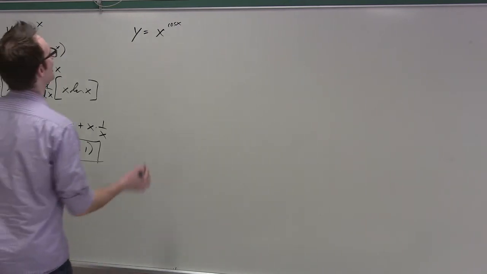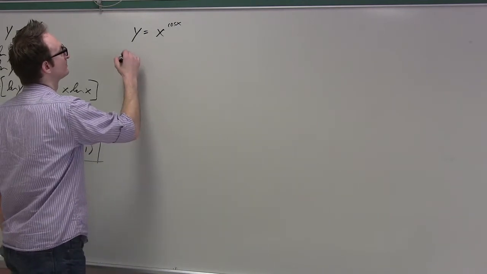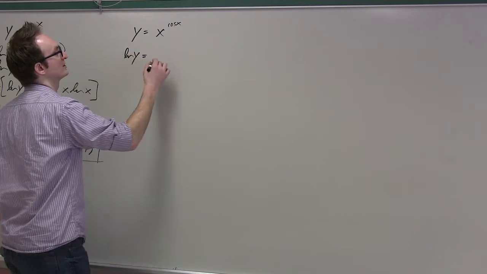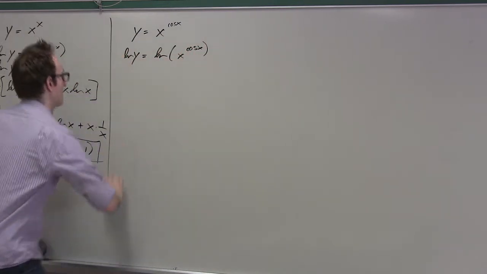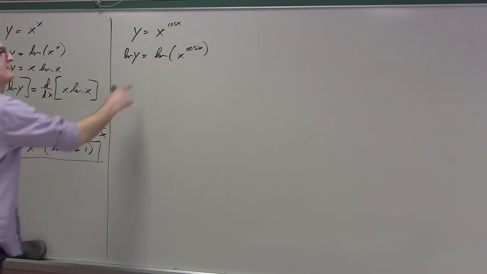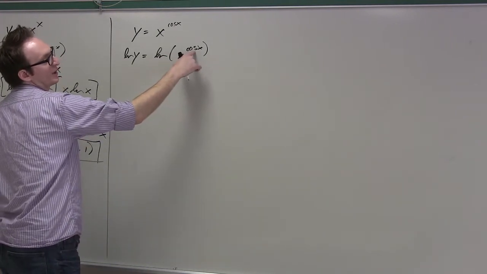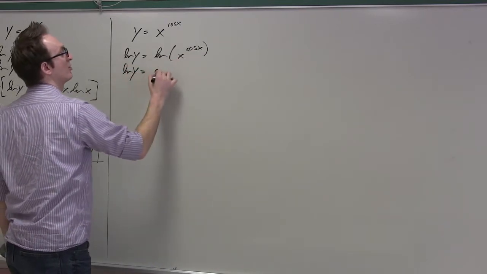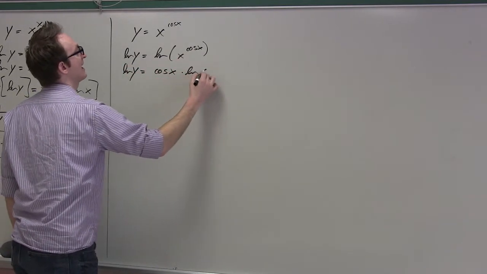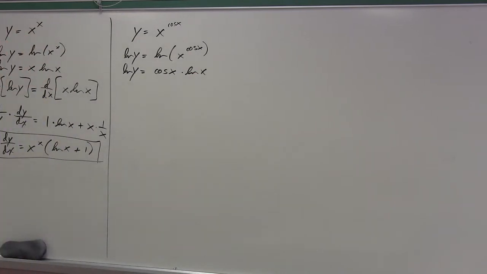Okay, now I'm going to do it. So, I take the natural log of both sides. I take the natural log of both sides simply so that I can rescue the princess up here. So this is cosine x ln x. This is ultimately just like the previous problem.